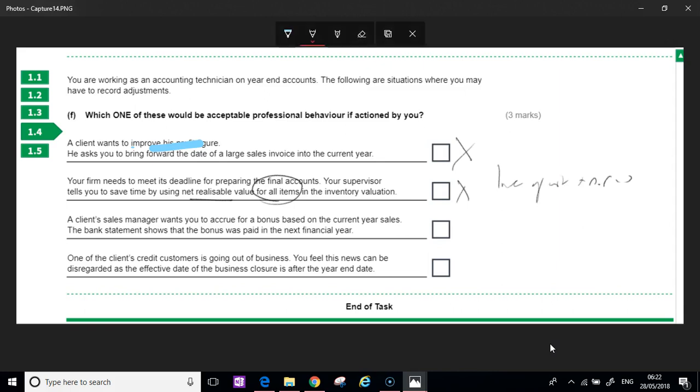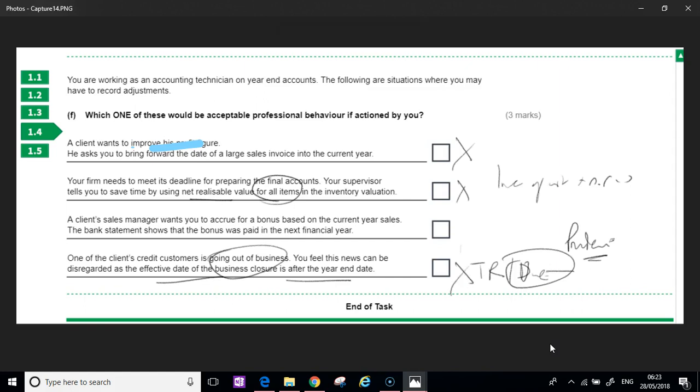So that's wrong. Let's go to the next one, about a customer going out of business. You feel this news can be disregarded? No, you can't disregard it. He's going out of business, so this is something you should think about. It probably means that they have some trade receivables, they owe you money, so you need to chase it up. Or those things aren't worth what they owe you, because if the person goes bankrupt, at the year end, prudence will tell us that debt isn't quite worth what they claim it to be, because you're not going to get it back. It's probably fallen in value. So you can't ignore that.